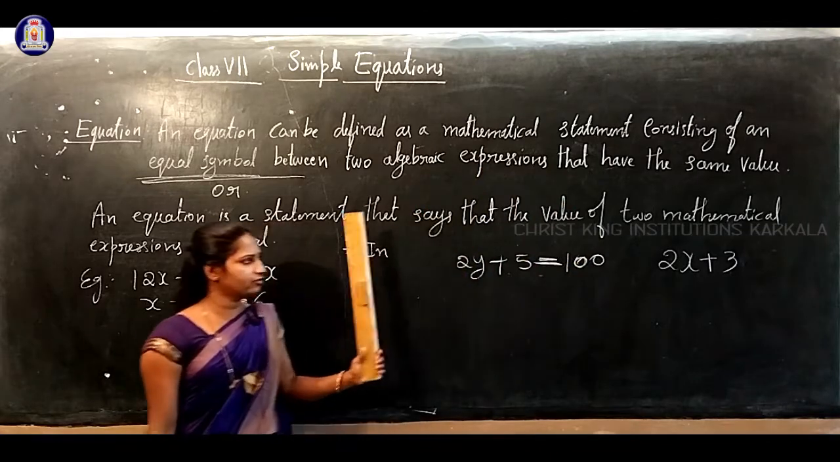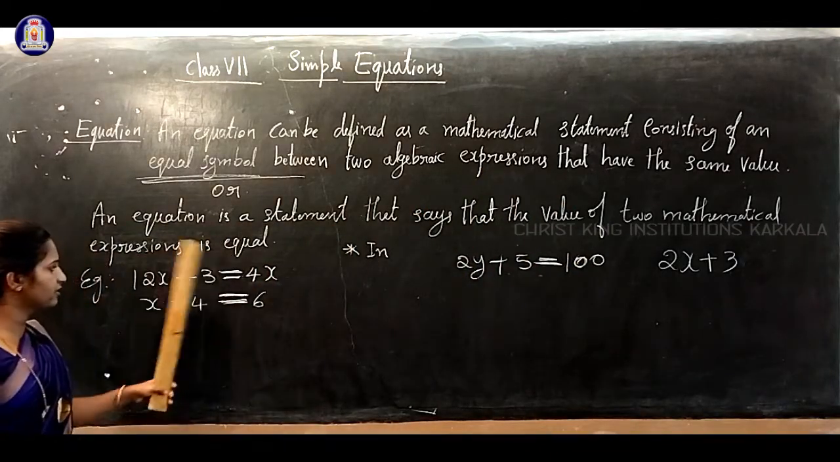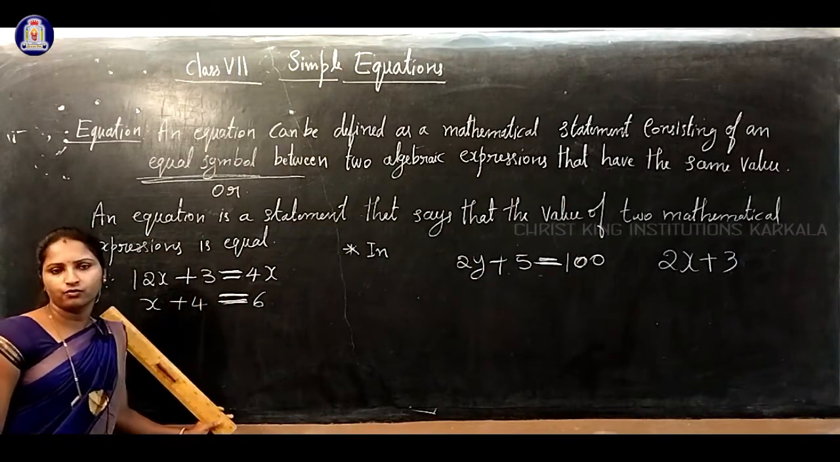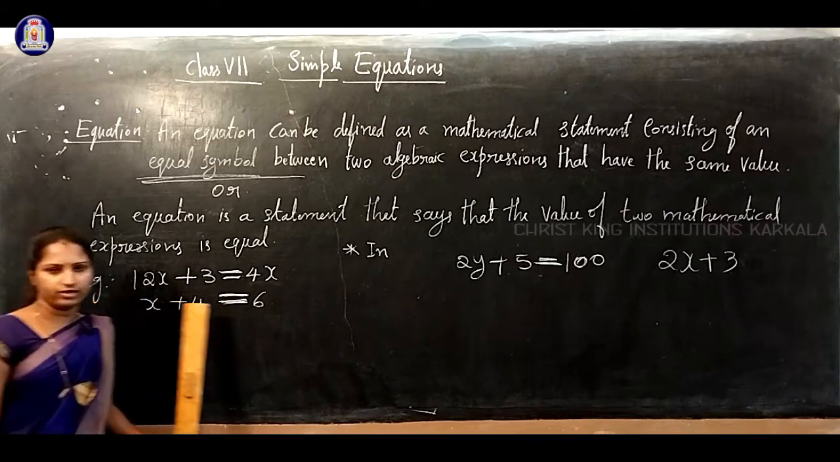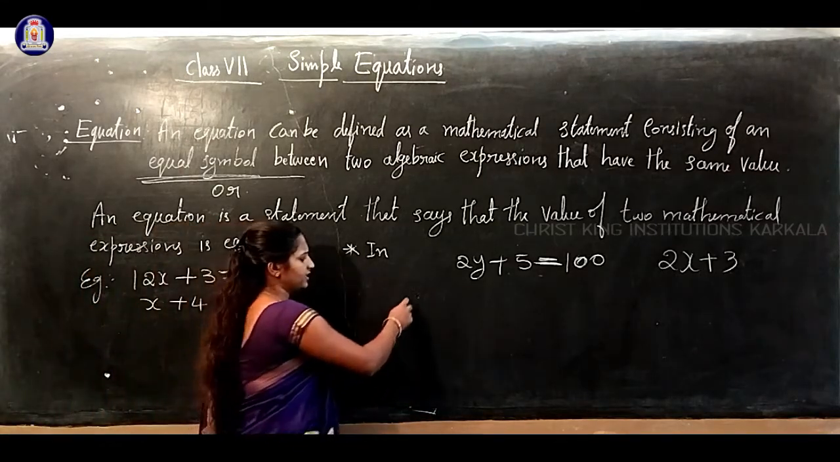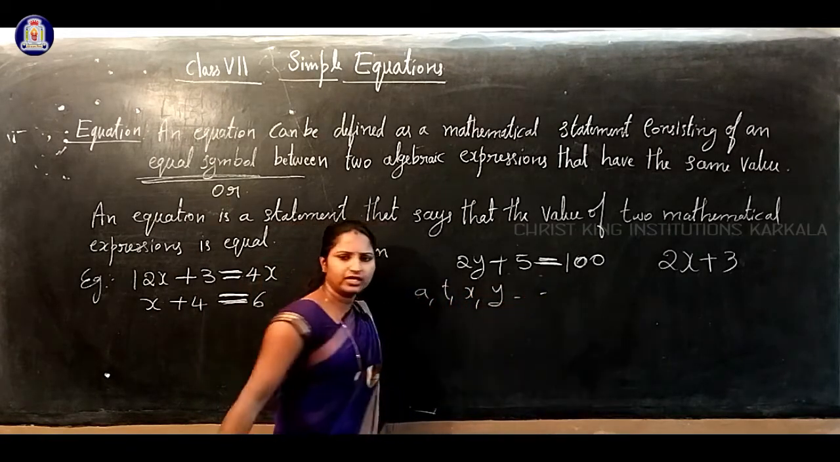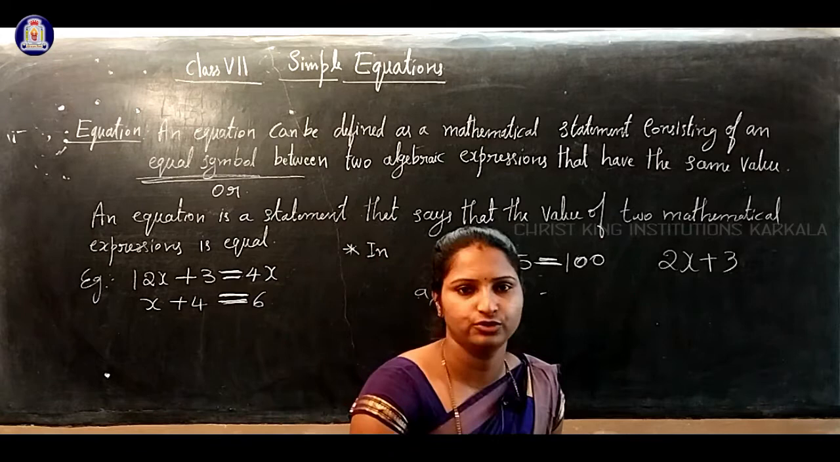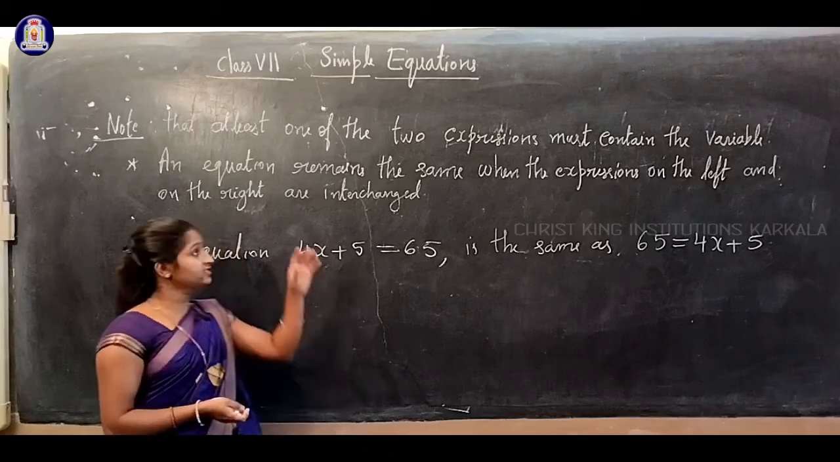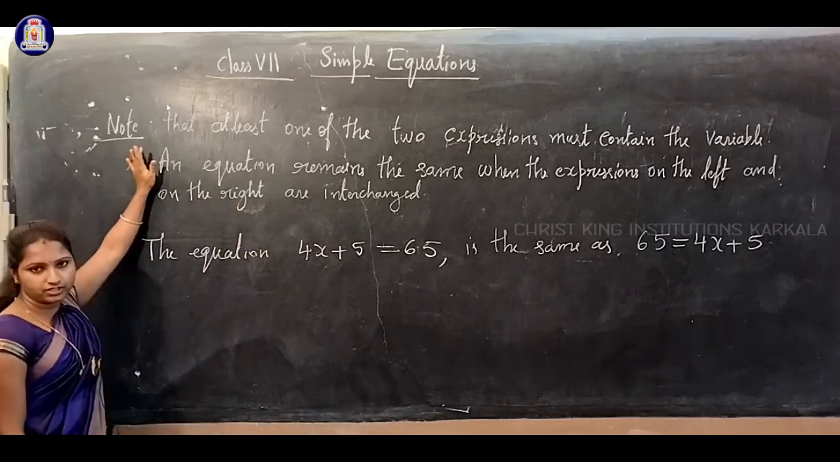One more condition: on both sides, the left hand side or right hand side, should contain any one variable. A variable you can consider any letter: a, t, x, y, any alphabet, any letter we can use. Clear? Hello students, this is one note on an equation.